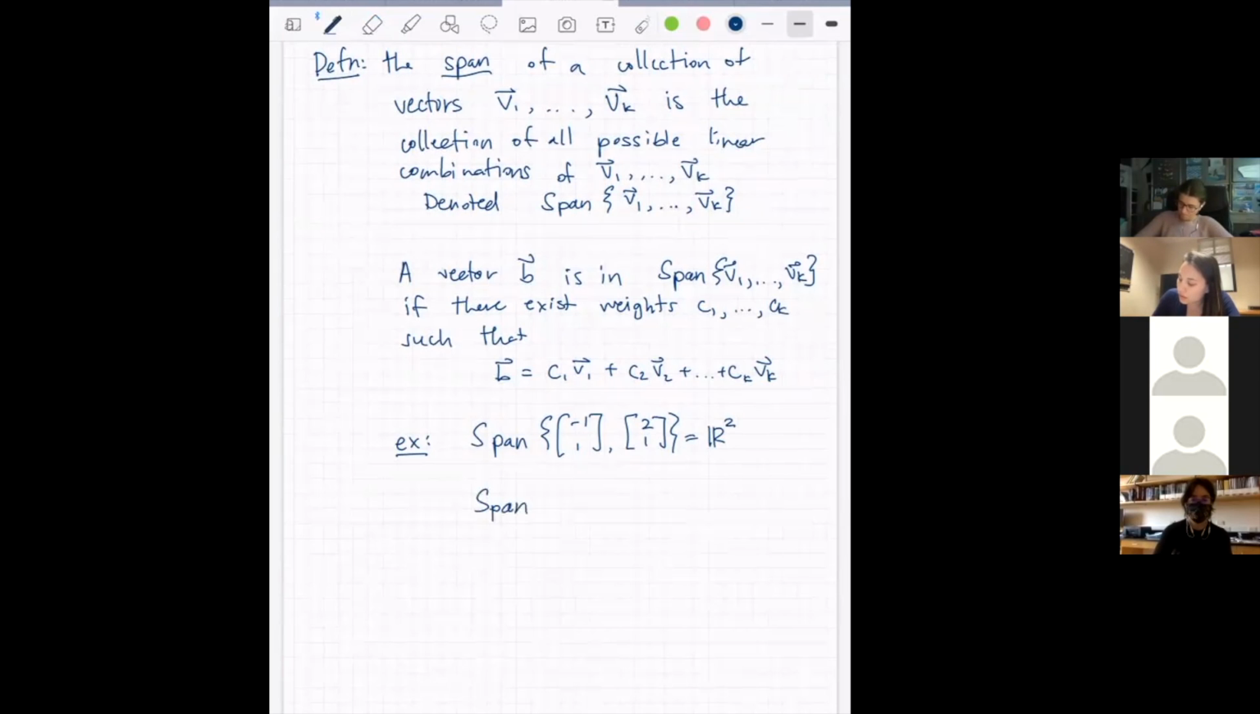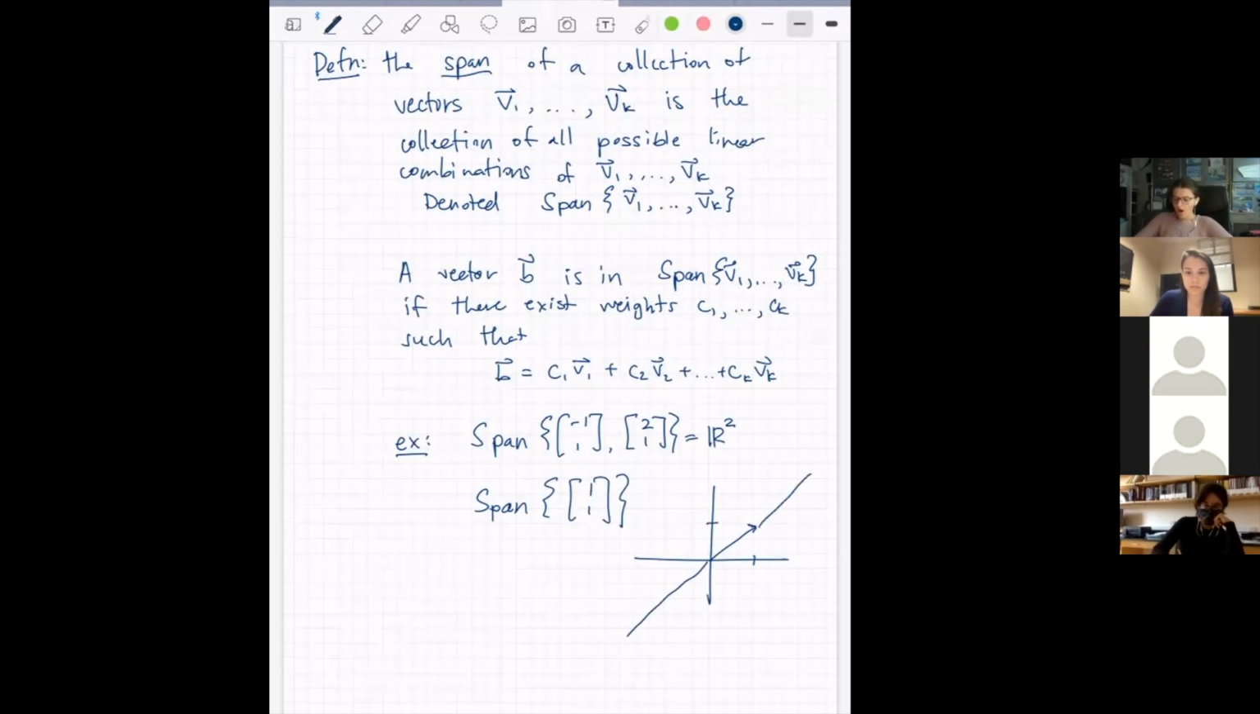Another example is the span of a single vector. We can talk about the span of just one vector. So here, this is the vector 1, 1 in R2. We can picture that, so we can draw it. Let's say this is 1, 1. So this is our vector. The span of this is, similar to what we were talking about earlier, all of the vectors along this line, right?